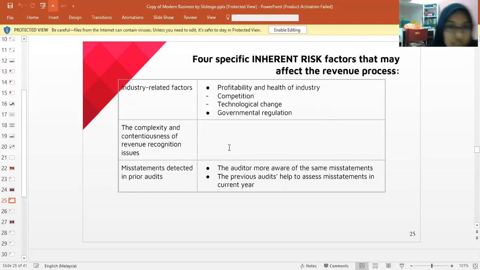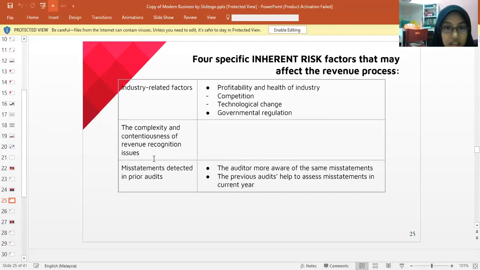The complexity and contentiousness of revenue recognition issues: revenue is usually recognized when a product is shipped or a service is provided. However, some entities are involved in complex calculations, for example recognizing revenue on long-term construction or long-term service contracts.